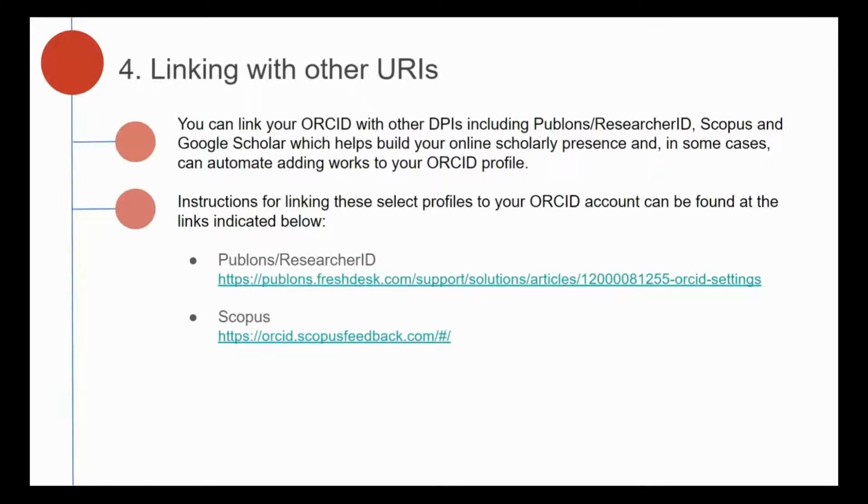All right, so totally optional, but linking with other DPIs. So Publons, ResearcherID, Scopus, Google Scholar. It can really help build your online presence to have all these things linked, and they can automate the updating as well. Publons and Scopus both have automating services. So once articles are indexed, they will ask you if they're yours, you confirm it, and they push it live to ORCID. So that can really help with updating. Again, this is a totally optional step, but it does really help build your profile.